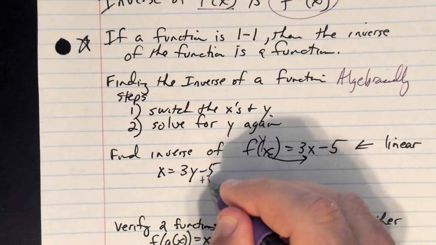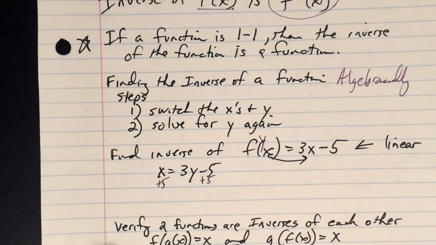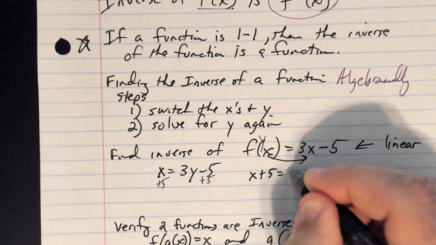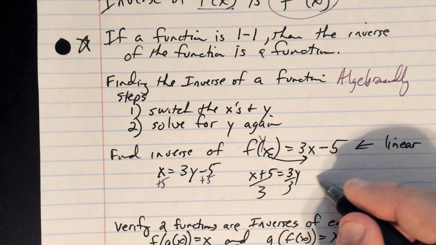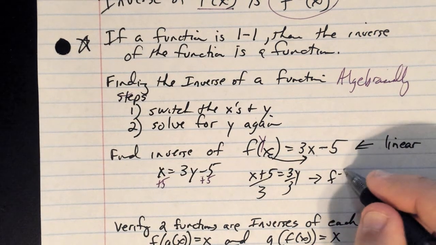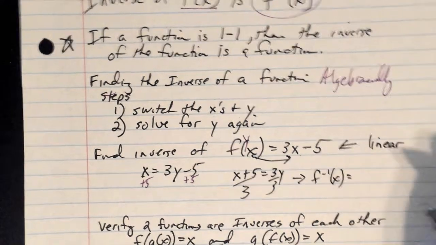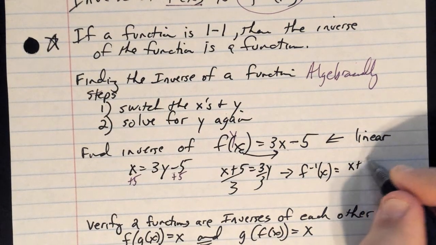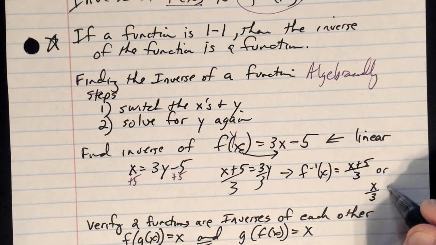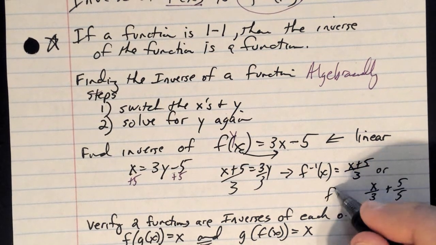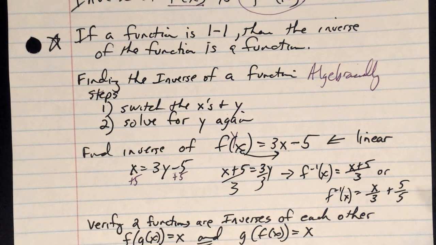We're going to add 5 to both sides. That gives me x plus 5 is equal to 3y. And we're going to divide everything by 3. Now y is by itself, so we say the inverse is going to equal x plus 5 over 3. In some places, they might write it like x over 3 plus 5 over 3. It doesn't really matter, both the same. And that's basically the only type of inverse we're going to make you deal with. It's linear, and this is another line basically.